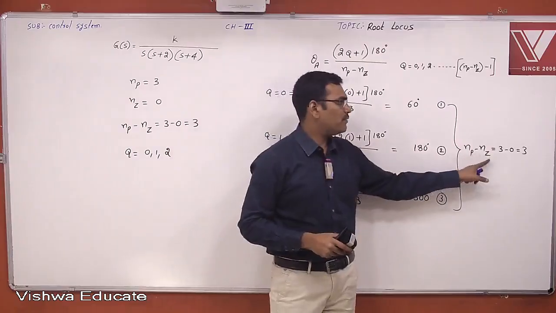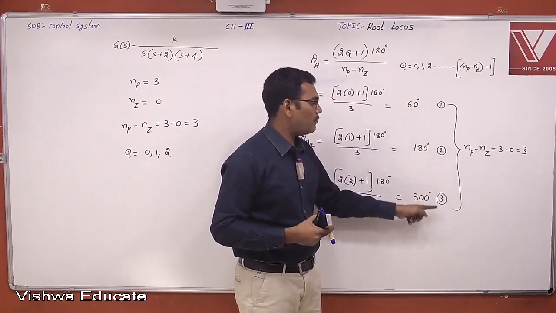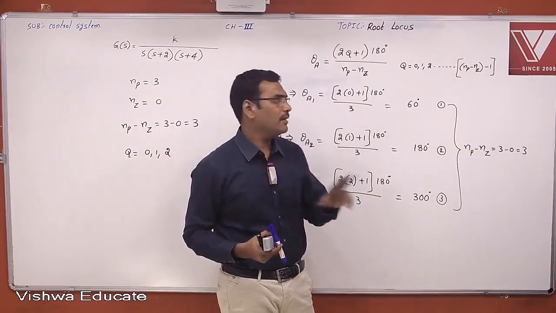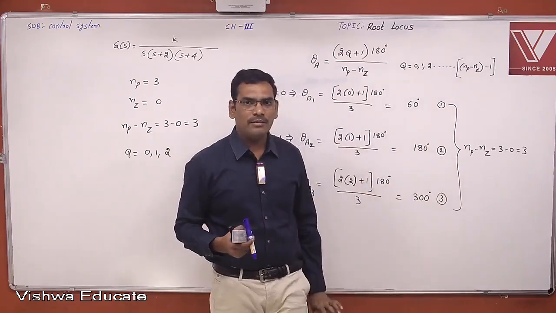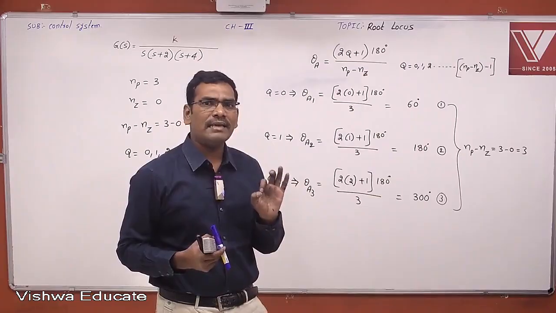If the difference between poles and zeros is 5, there are 5 angles of asymptotes. If the difference between poles and zeros is 10, there are 10 angles of asymptotes. Okay, now these are the angles of asymptotes. Now, do you understand what an angle of asymptote is?